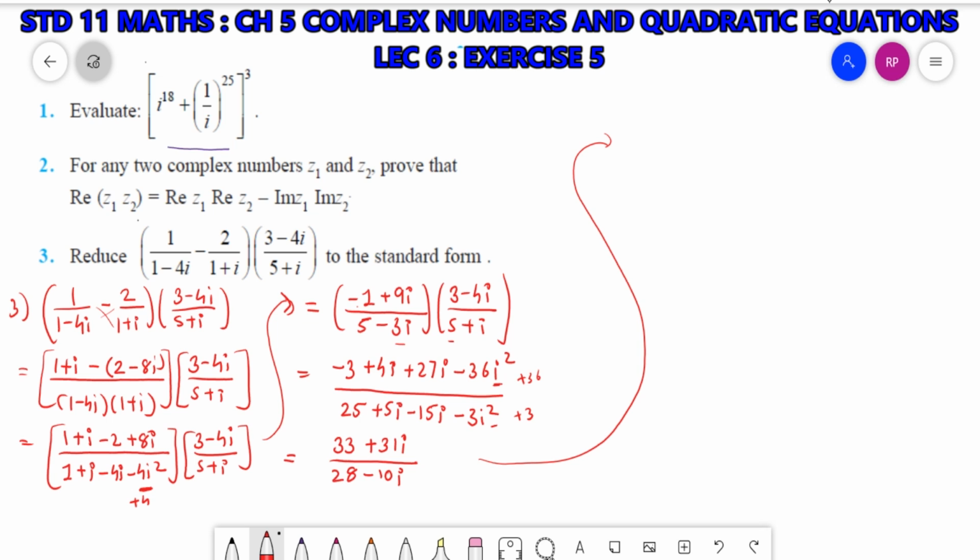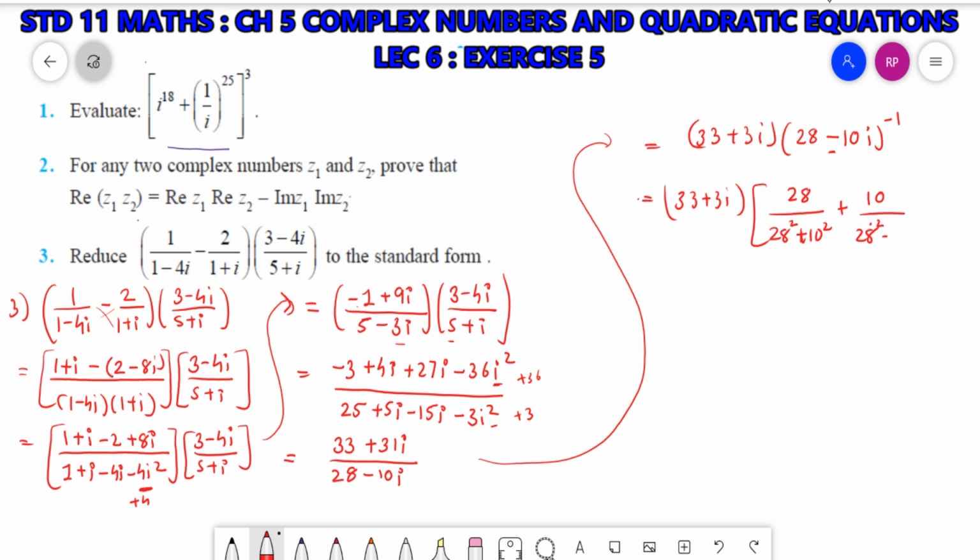Okay, now I can write down this as (33 plus 31i) into (28 minus 10i) inverse, right? So we'll use our shortcut: 33 plus 31i, upon 28 square plus 10 square. I will change this sign minus to plus, numerator as it is, upon 28 square plus 10 square.